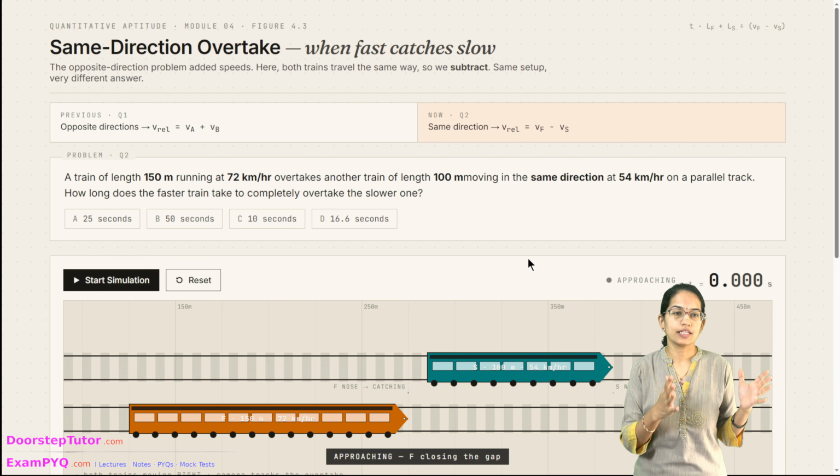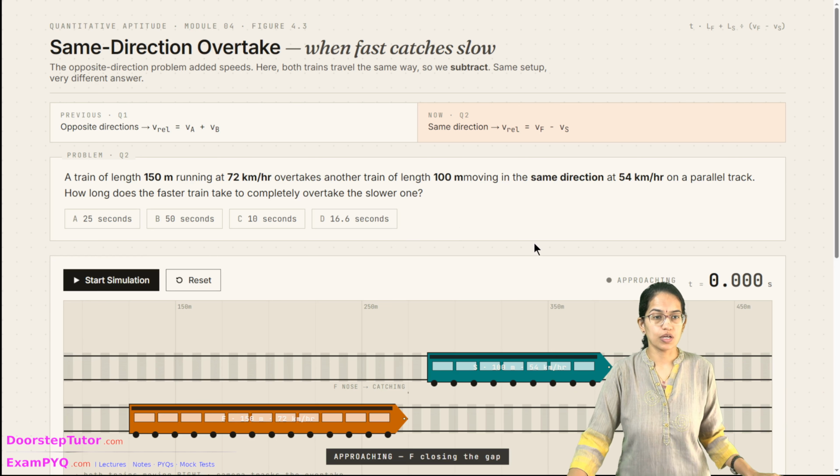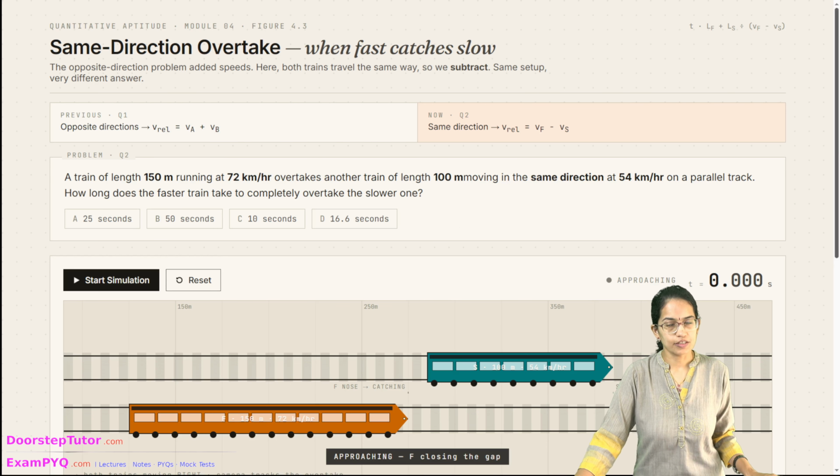So in this, the length of the train is 150 meters for one and 100 meters for another. So the total length is how much? Total length is 100 plus 150, 250 meters.